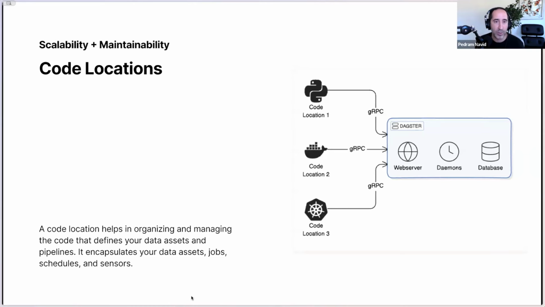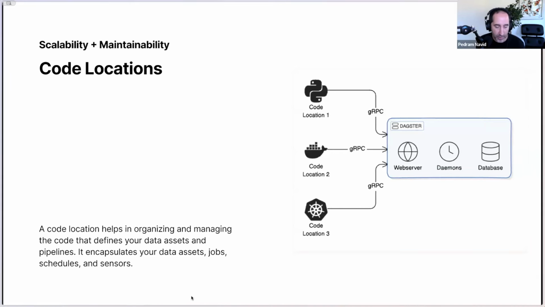And I think the first one is code locations. This is the reason I actually started using Dagster, five or six years ago, I think it was. I was an Airflow person and looking for a way out, really. And code locations was one of them.